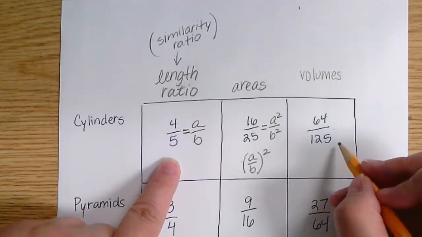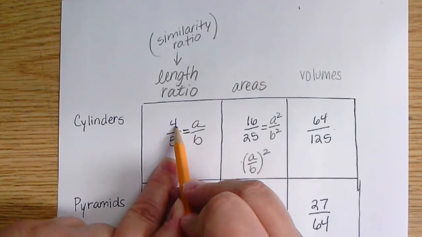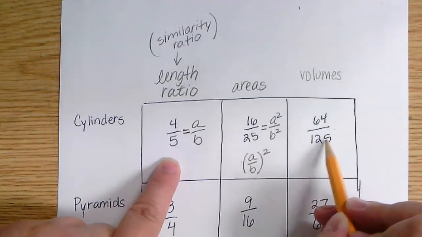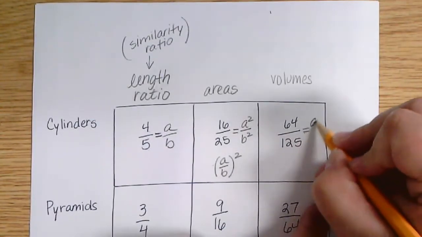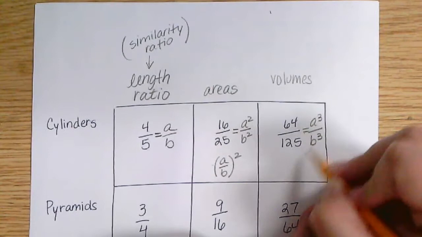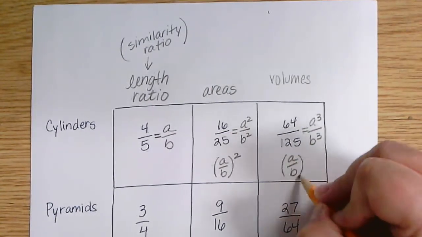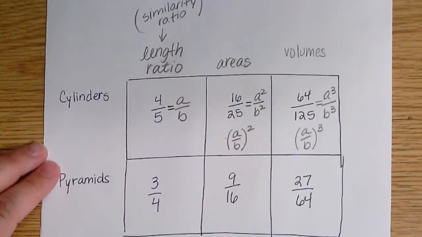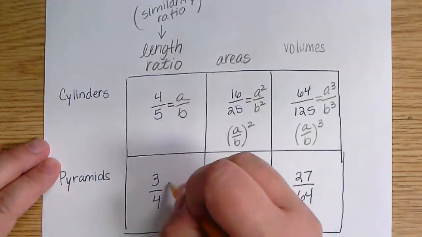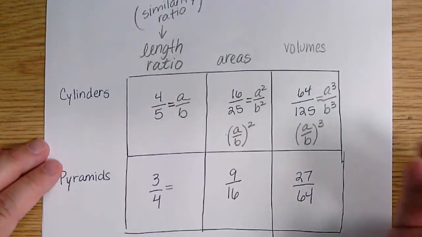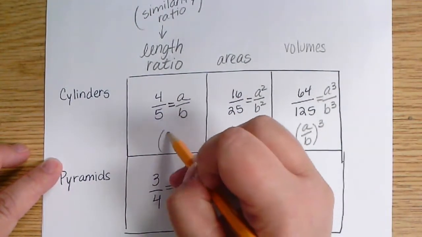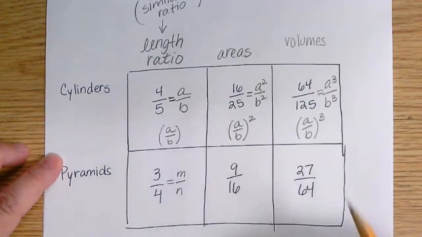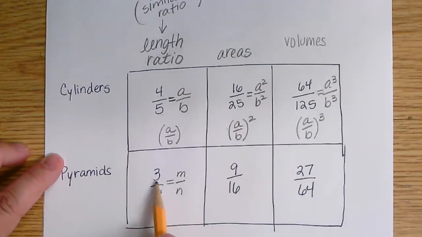And then for volume, if A is 4, 4 times 4 times 4 makes 64. 5 times 5 times 5 makes 125. This is cubed. A cubed over B cubed. Or we could write it like this. Same thing. Same thing happened with the pyramids. If we had, let's use different letters, but usually we use A over B to describe these. But let's go ahead and just say, if this is my M over N, okay, then M squared would be 9.